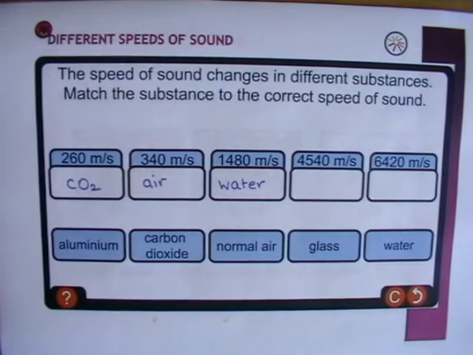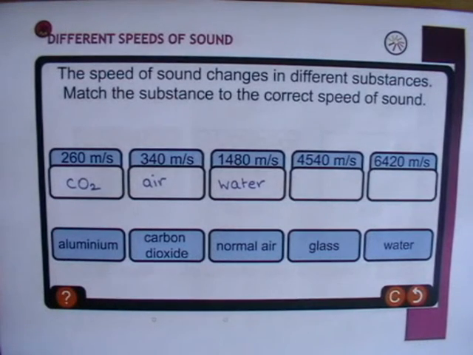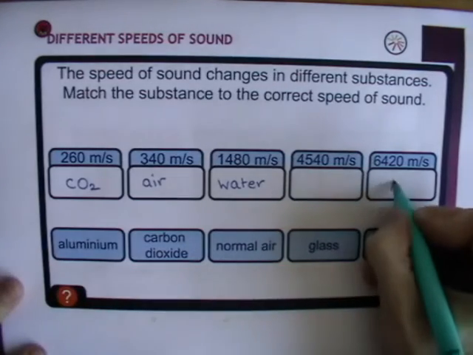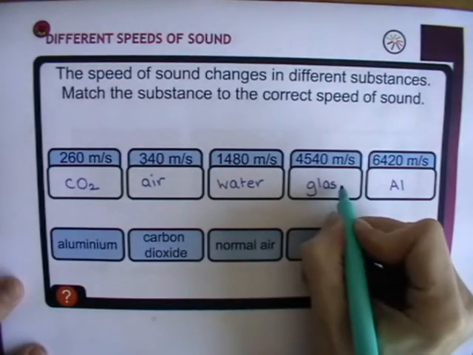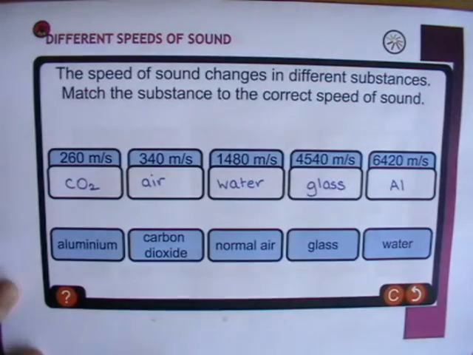So you have 4540 and 6420 left. You would imagine that aluminium is much denser than glass and its particles are closer together. So we'll assume this last one's aluminium and therefore the 4540 must be the glass.